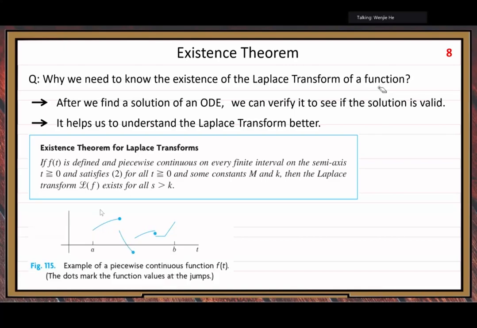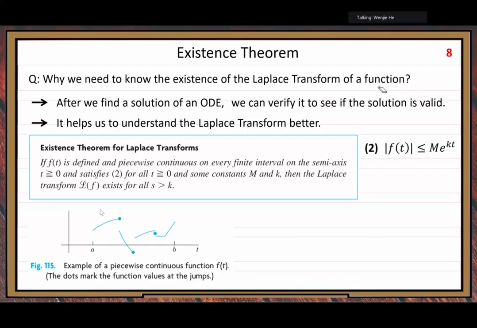So here the piecewise. This graph shows what a piecewise function is. It's like several pieces: piece 1, 2, 3, 4. Okay, piecewise. And condition 2. What is the condition? This is the main condition you need to check if you want to see whether this little f has a Laplace transform or not.